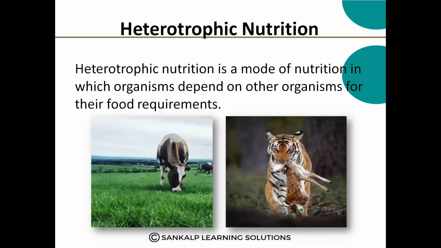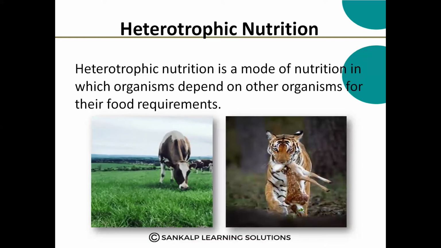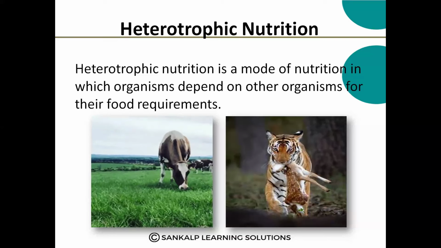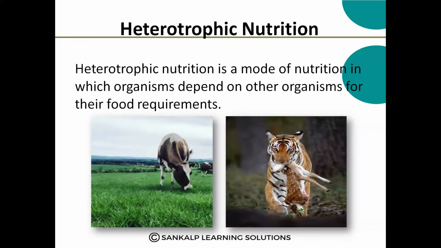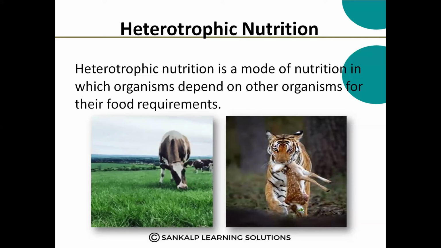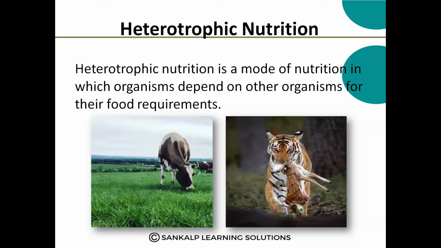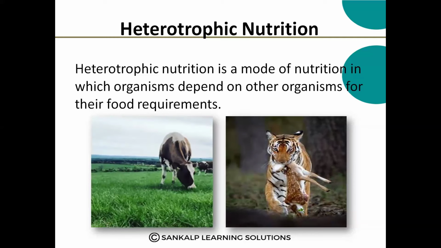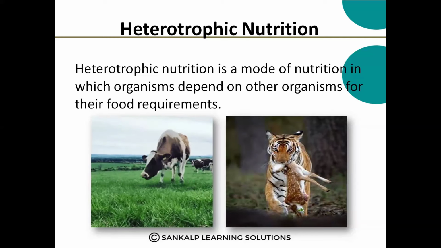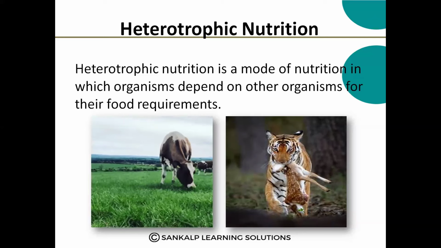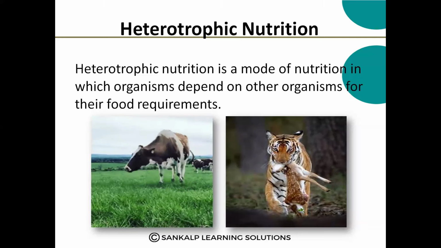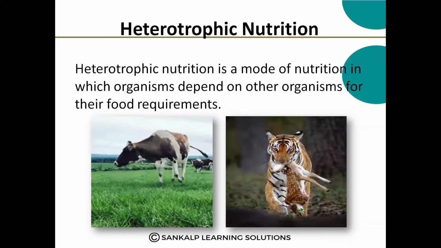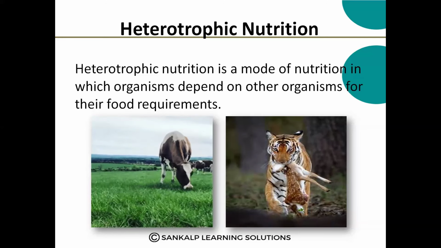So already we have studied the autotrophic nutrition and photosynthesis, right? Another type is the heterotrophic nutrition. Heterotrophic nutrition means the organisms depend on other organisms for their food requirements. In this picture, we can see the cow and the tiger.